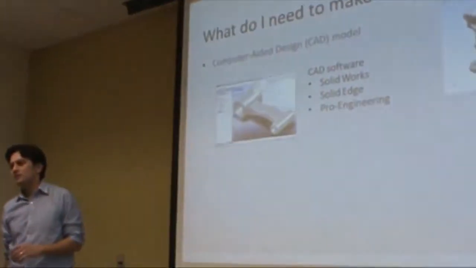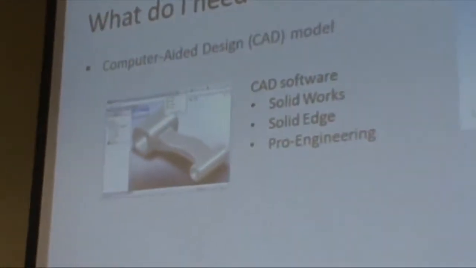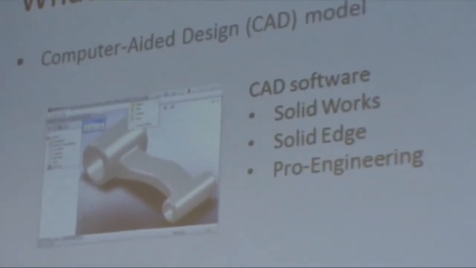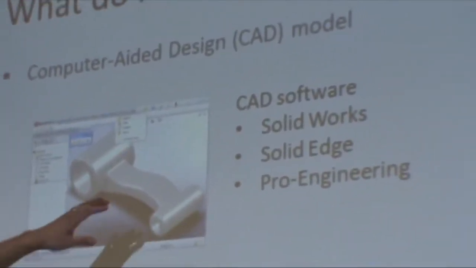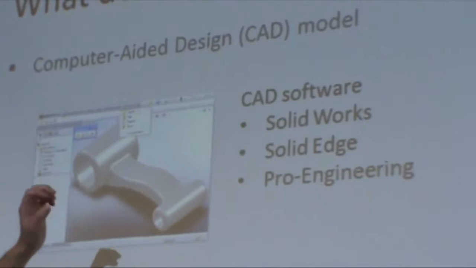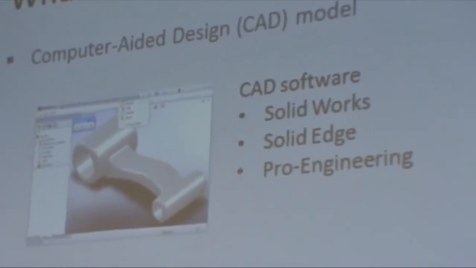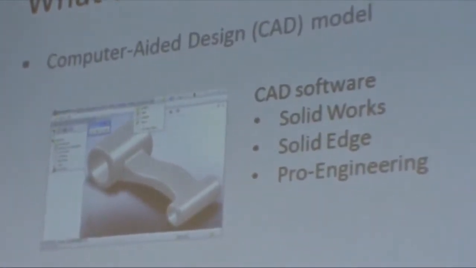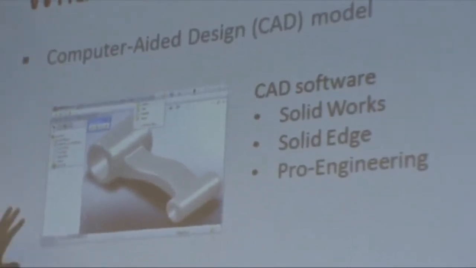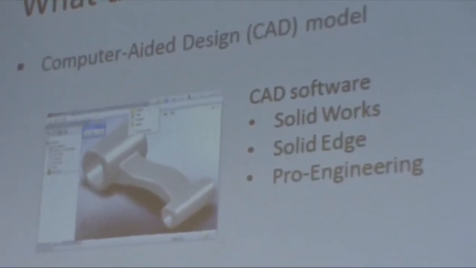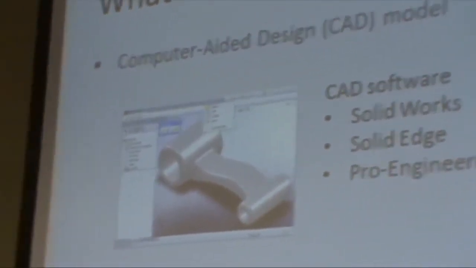So how do you get that model? There are a couple of ways. The first one is you use CAD software, really famous ones like SolidWorks, Solid Edge, Pro Engineering. This is when you create a design. You design your own physical part.